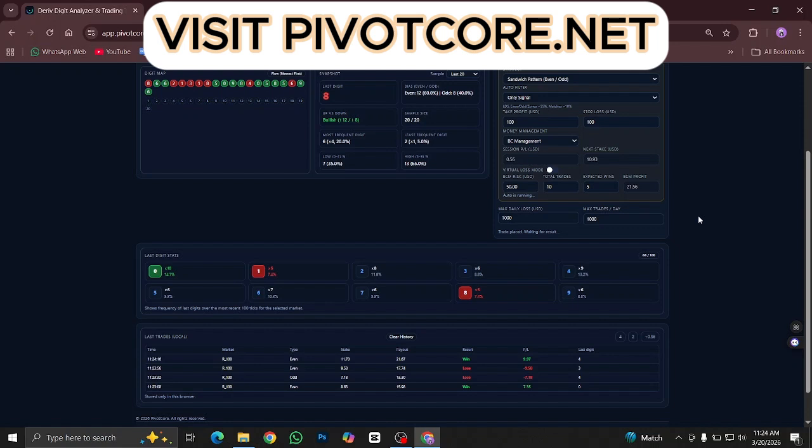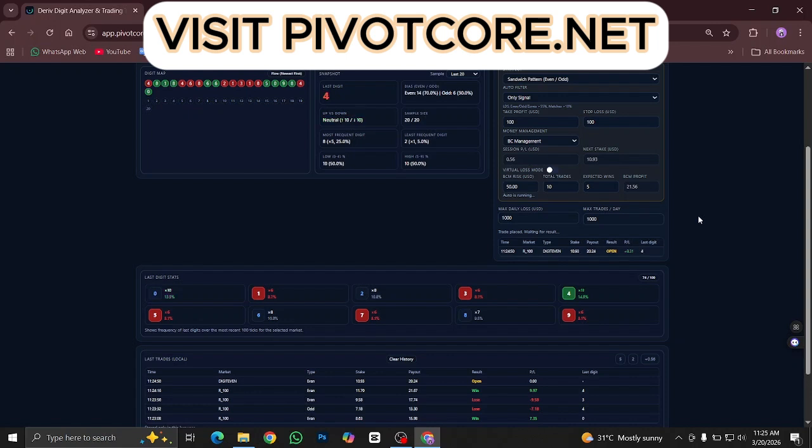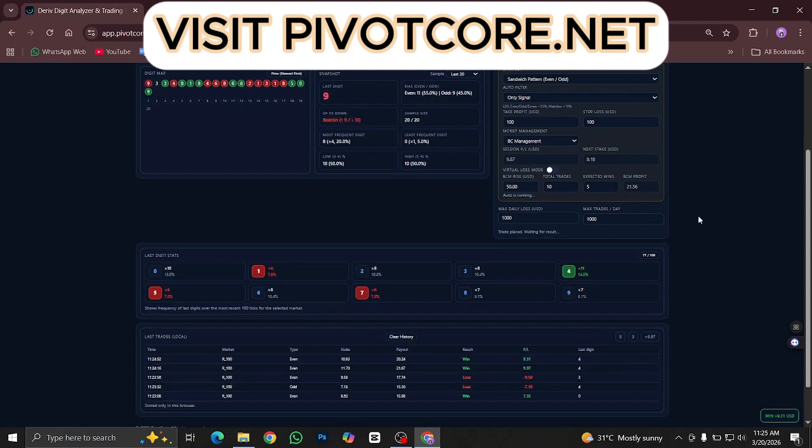Whether you're a beginner who doesn't know how to read complex indicators or a pro looking to diversify your bot portfolio, PivotCore offers a user-friendly interface that gets you up and running in minutes. The beauty of auto trading is that it works for you while you focus on other things. You set your parameters, define your risk, and let the technology do the heavy lifting. As you can see from my live session here, the consistency of the execution is what builds long-term confidence.